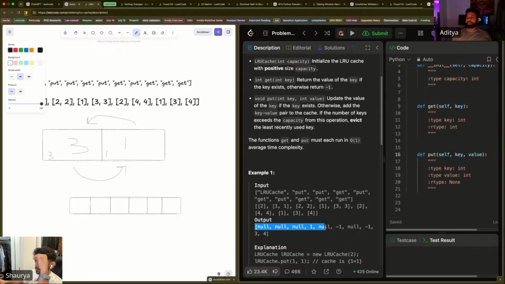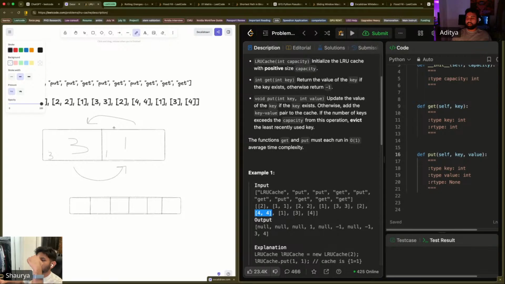Any put operation will return null or error, and any get operation will return the value if valid, and -1 if invalid. Got it, got it. Now put what? 1, 2, 3, 4, 5, 6. Put 4 comma 4, right? That's why it is null over there. So just another operation.